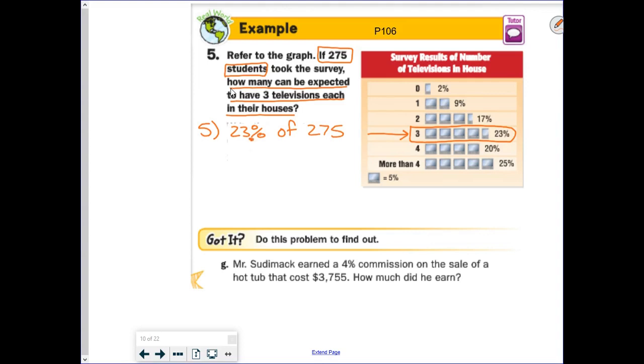So again, seeing no decimal, I have to put my decimal point all the way on the right, and I'm going to move it 2 places to the left. Remember, always 2, never 1, never 3, always 2. So I get 0.23, or 23 hundredths, times 275. Now I'm going to pull out my handy dandy calculator, and I'm going to multiply 275 times 0.23, making sure I'm typing it correctly and I didn't put the decimal in the wrong place. And what I end up with is 63.25.